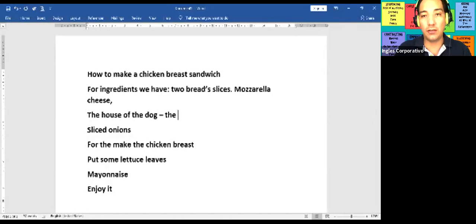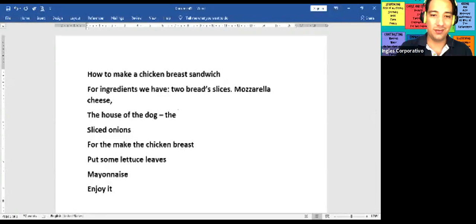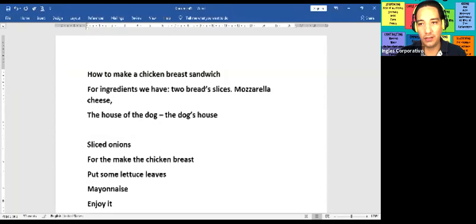Ojo, eso se puede hacer solamente con nombres comunes. No voy a ocupar un nombre propio. Perdón. Es muy común ocuparlo con nombres comunes, no con nombres propios. ¿Ok? Es más común hacerlo así. The house of the dog. ¿Ok? The dog's house. The dog's house. ¿Ok?